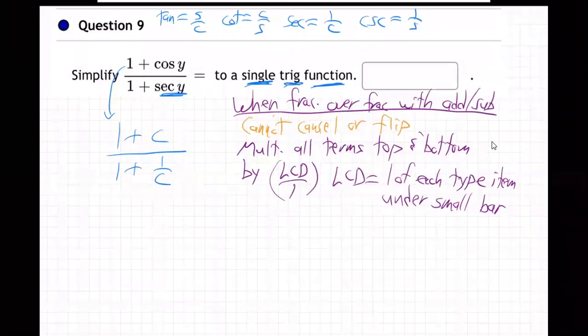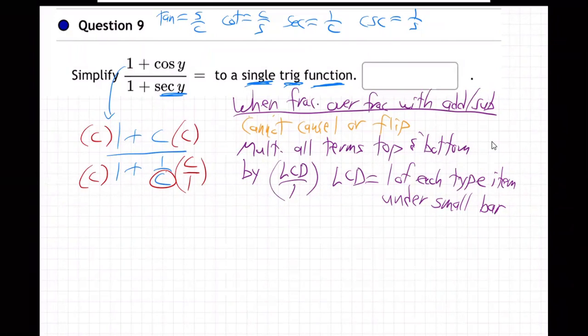So what is under a small bar? Only the C. He's the only thing under a small bar. So what's our LCD over 1? It's going to be C over 1. But you've got to do all the terms. Now I'm just going to do C for the other ones instead of C over 1, because they're not fractions. C over 1 or C, same thing. It's just easier to make them a plain C. Is that good?